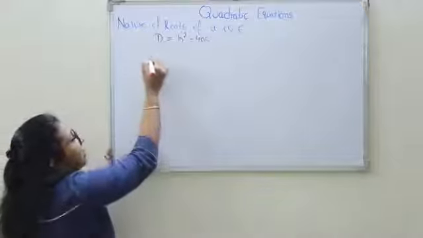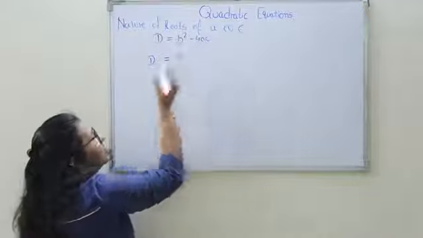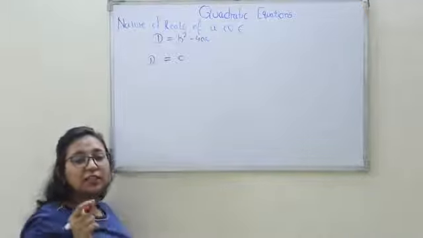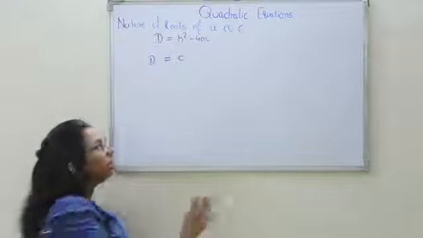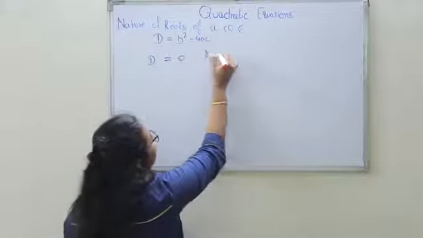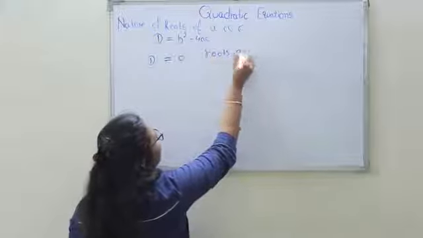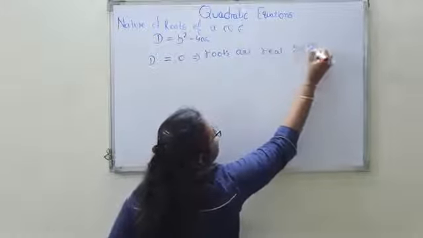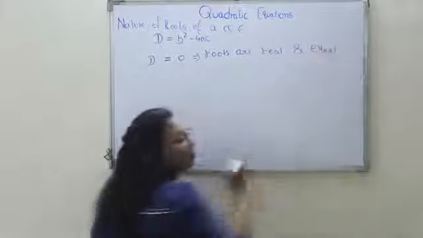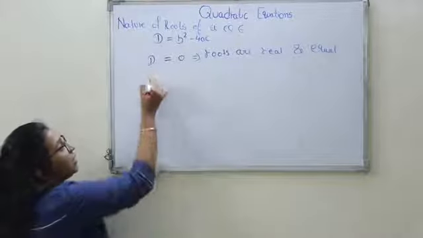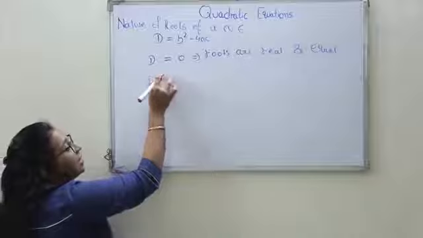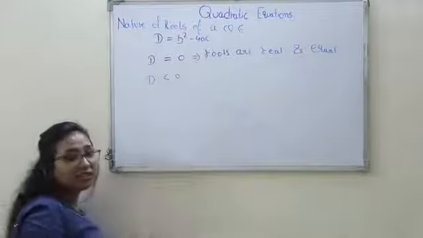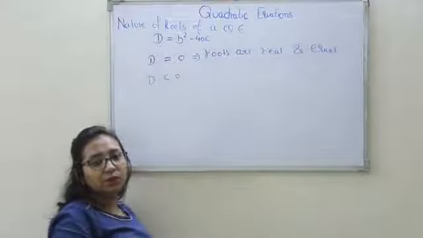If your d is exactly equal to 0, it means the value of b square minus 4ac is exactly 0, then the roots are real and equal. And the last situation is if your d is less than 0. When I say less than 0, it means a negative number.